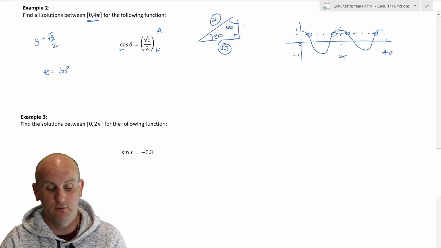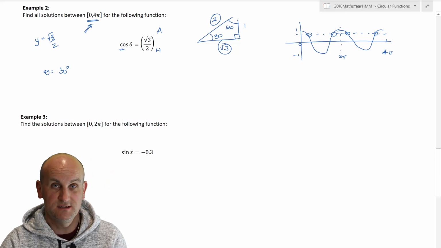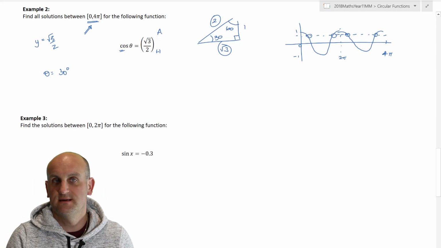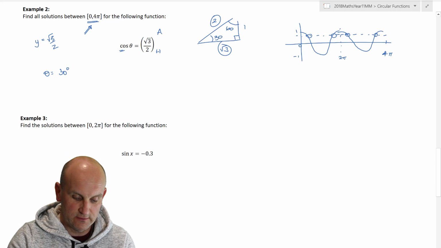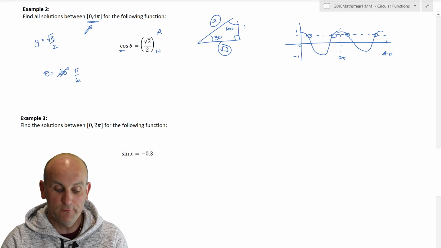But I have to be careful because the question says between 0 and 4 pi, which is basically saying it wants it in radian measure. So I'm not going to get confused. I'm going to stay now in radians. So that 30 degrees is pi on 6. So I've got my first solution.